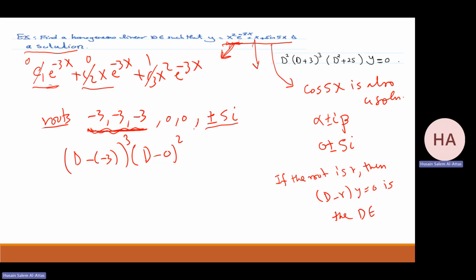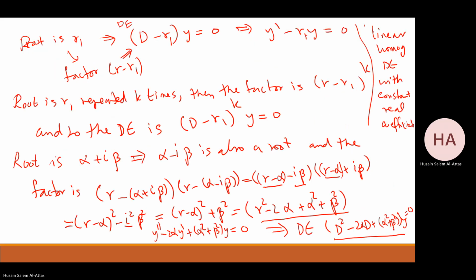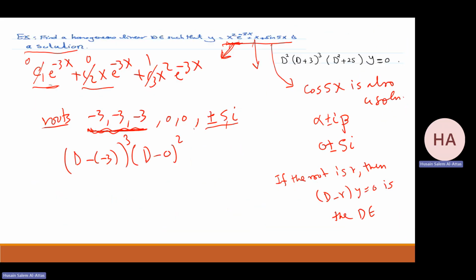Now I have the roots. Now it comes to this one. I have the formula, which is this one. D squared, now alpha is 0 and beta is 5. So it will be D squared minus 0, plus alpha squared, which is 0, plus beta squared, which is 5 squared, on y equals 0. That will be the differential equation.